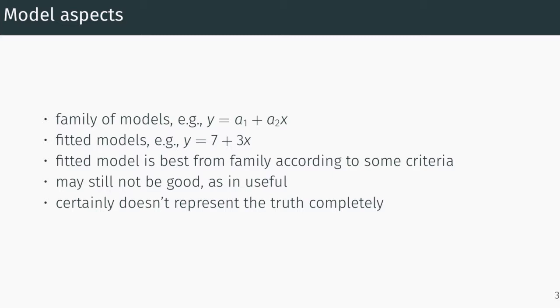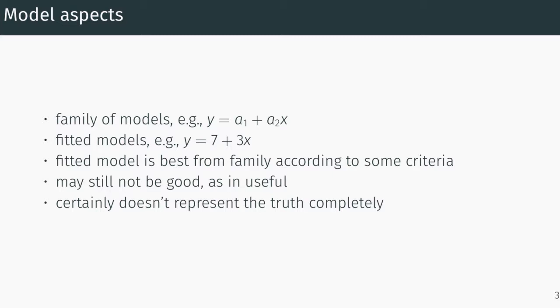And this model, even though we say it's the best from this family according to this criteria, it may still not be any good. That is to say, it may not be useful. A good example would be a model that represents a cloud of points that lie in more or less a circle. Any line through that will be as good as any other line, or in other words, as bad as any other line. It's not useful. And no matter how good the model is, it certainly doesn't represent the truth completely. No model does. If you've studied modeling at all, you know that.